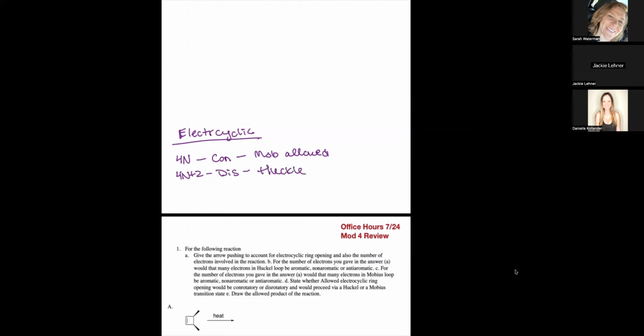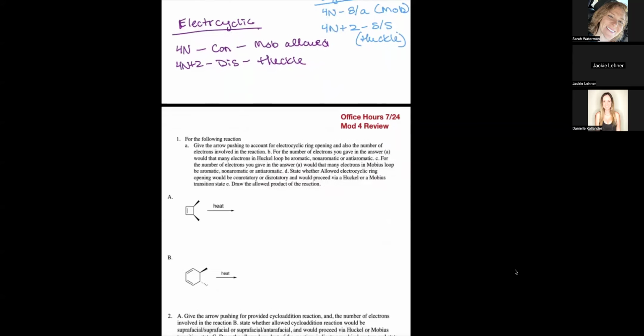And then versus cycloaddition, we have similar, right? 4N supra-antra, and this is Mobius. Mobius is allowed, and then the 4N plus 2 is the supra-supra, which is Huckel, right? So these are just things to remember as you're running through. These are just patterns to think about, right?